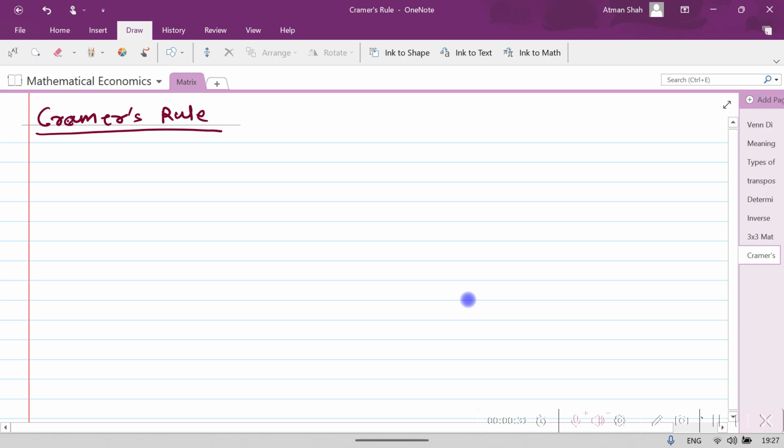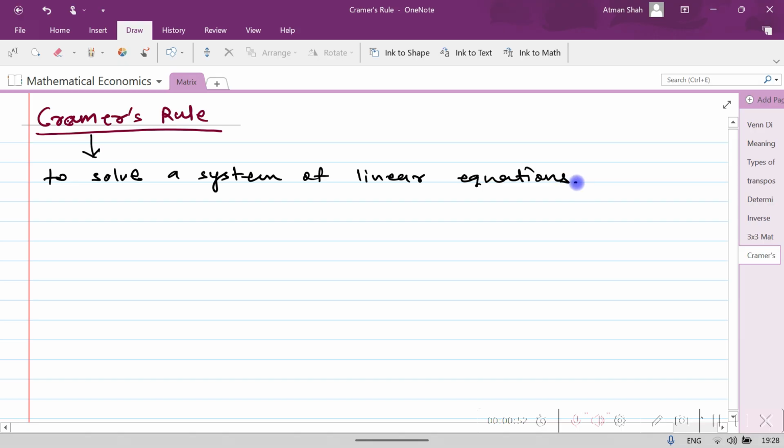So let's begin with the meaning of Cramer's rule or its use. Cramer's rule is used to solve a system of linear equations. So Cramer's rule is a method used to solve the system of linear equations.